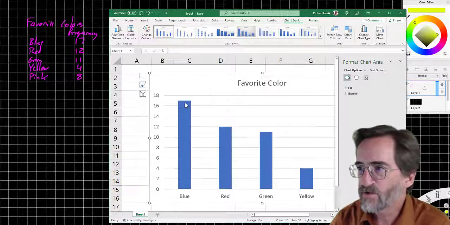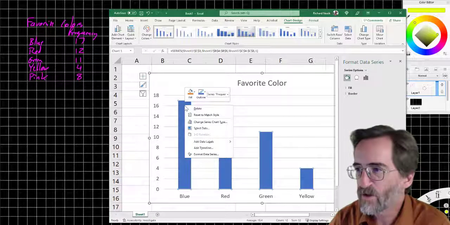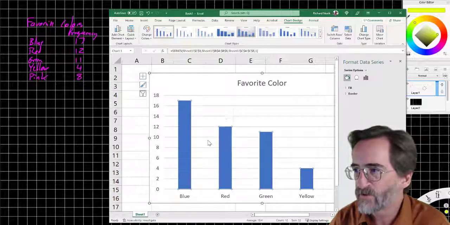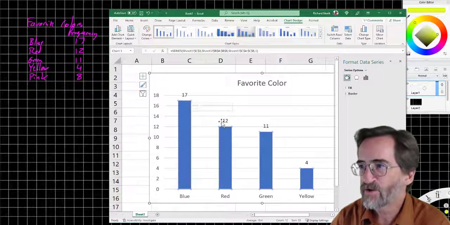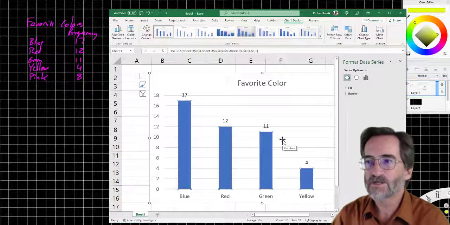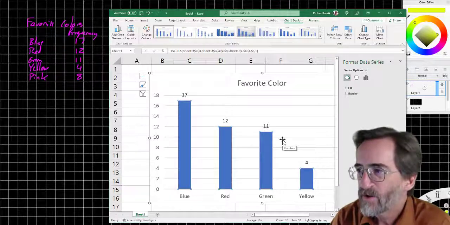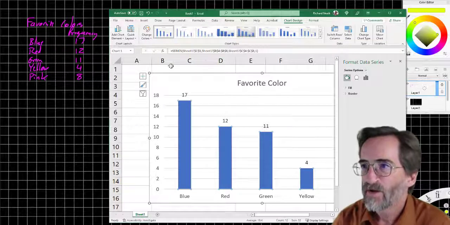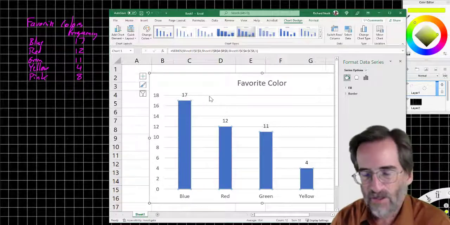And you can do things like right click on the bar and add data labels, and it can tell you exactly how much is in each. That's kind of useful. And there are some other things you can do as well. Now, one interesting thing, let me undo this here.